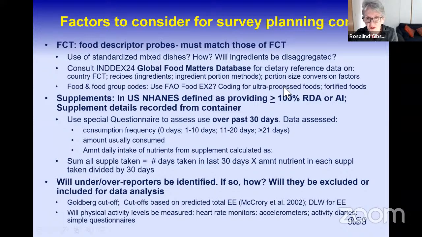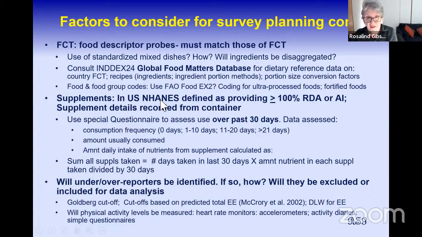Again, you might want to adopt special codes for ultra-processed foods or fortified foods if you're interested in the nutrient contributions from ultra-processed foods in your country or the nutrient contributions from fortified foods. What about dietary supplements? Increasingly, all countries are using dietary supplements. And it's information that should be obtained by a separate questionnaire.